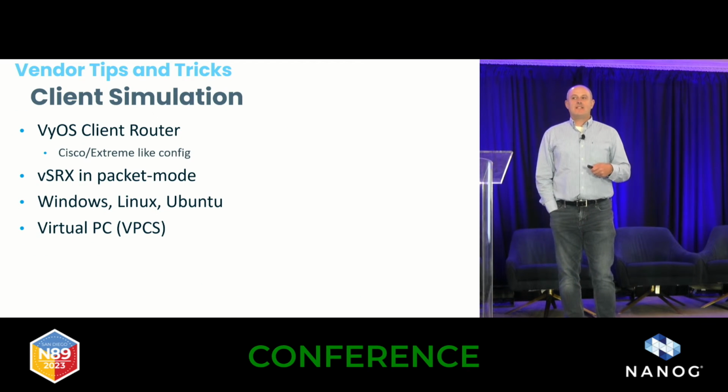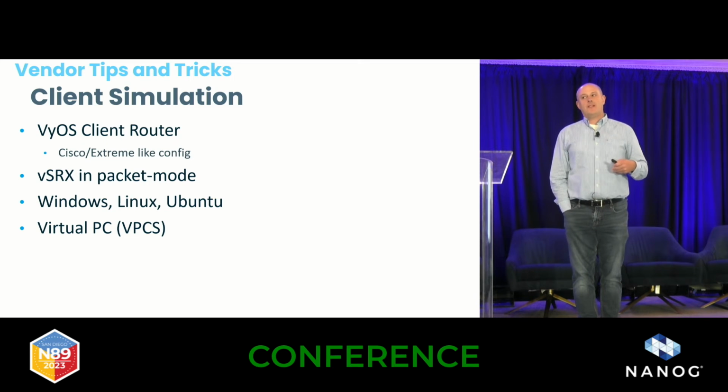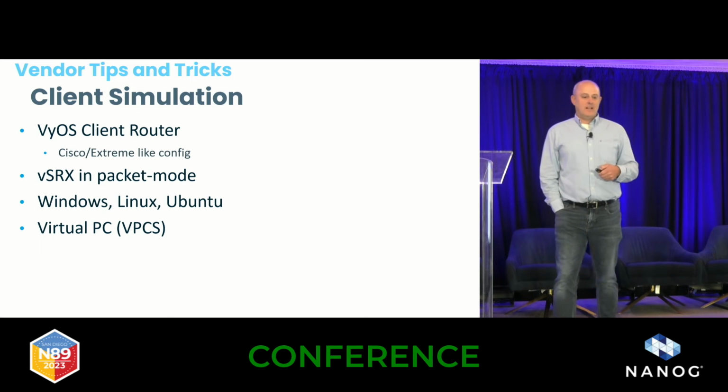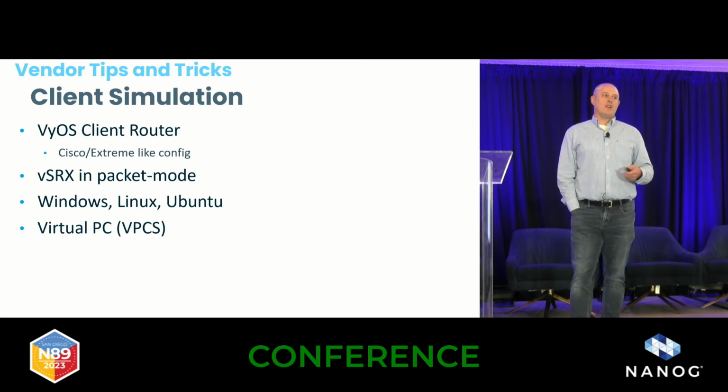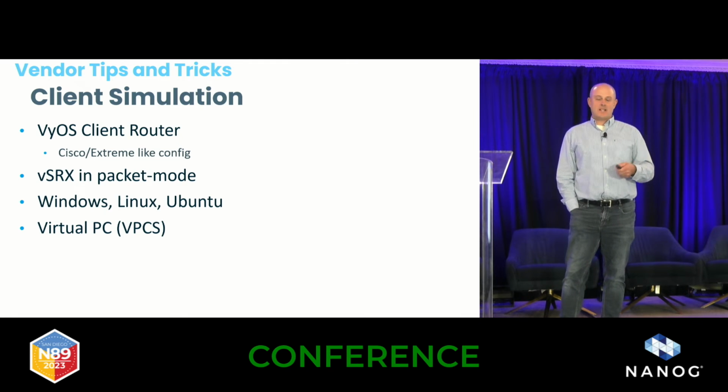And the last thing, it's not only about building virtual infrastructure to simulate our environments, we have to have some client simulation behind it. I found the vIOS router is really good. It's an easy Cisco, Extreme-like config. It's good to simulate client connectivity. You can put the vSRX, which is also lightweight, in packet mode to get rid of the security, and you can use that as a client.